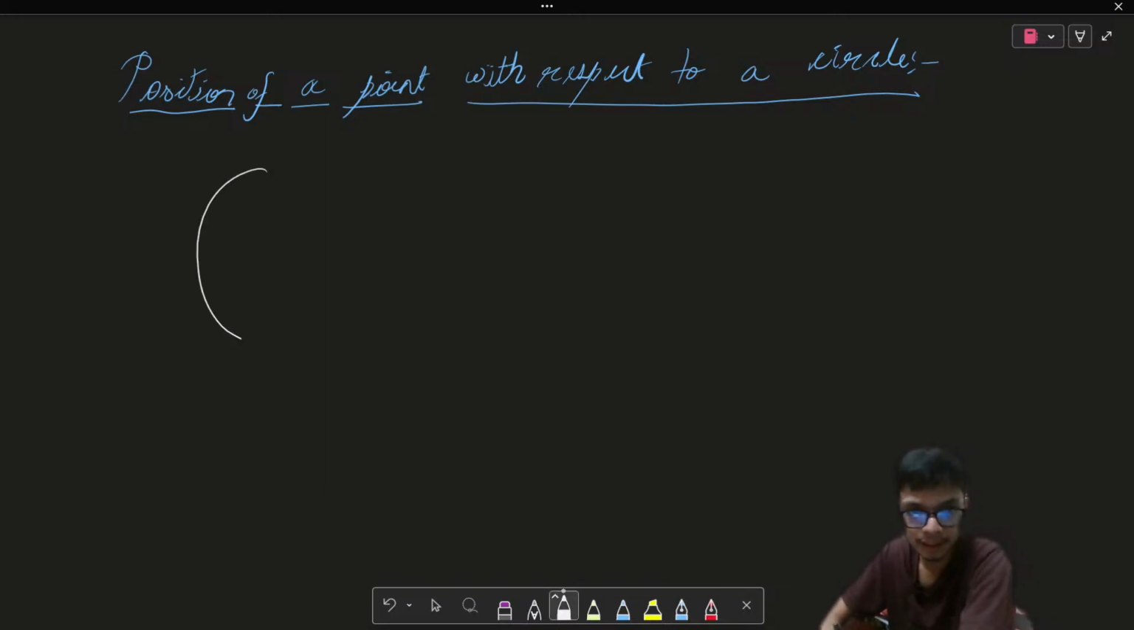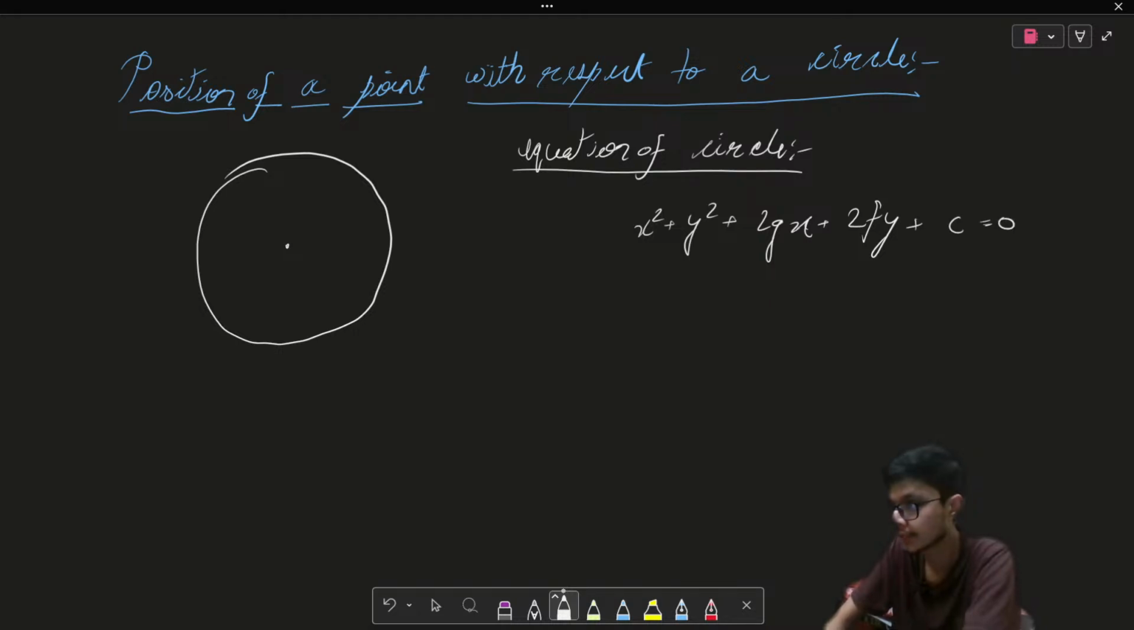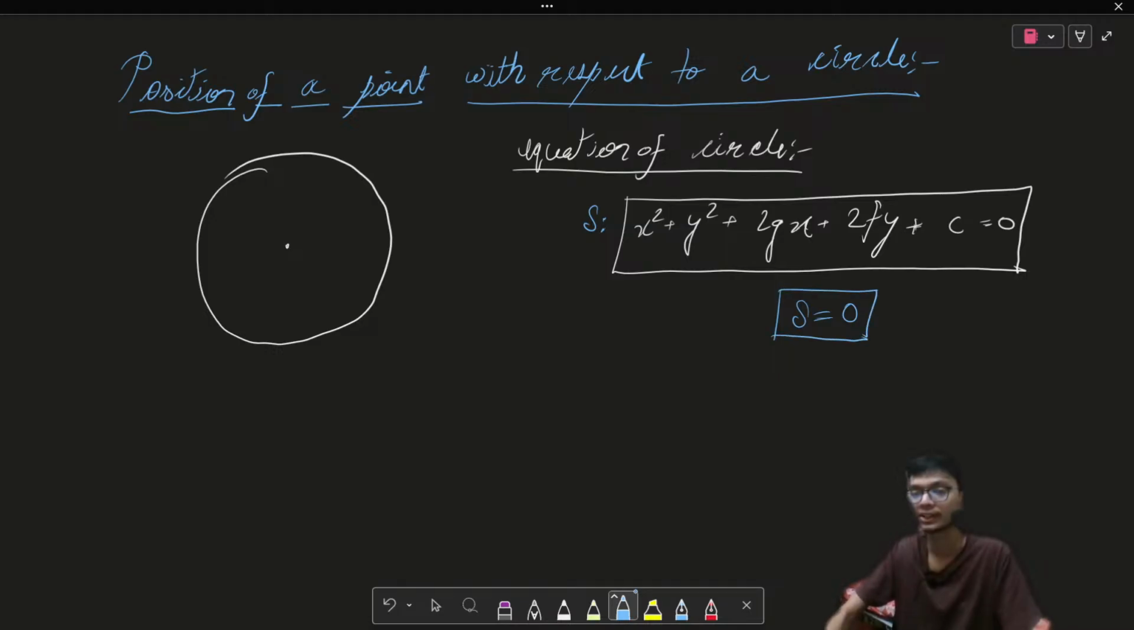So let us first of all assume the equation of a circle. The equation of a circle is going to look like x square plus y square plus 2gx plus 2fy plus c equals 0, right? Now I will use this particular equation and call it by a shorthand operator, which is S. So I will be writing S equals 0. That basically means the circle equation, right?